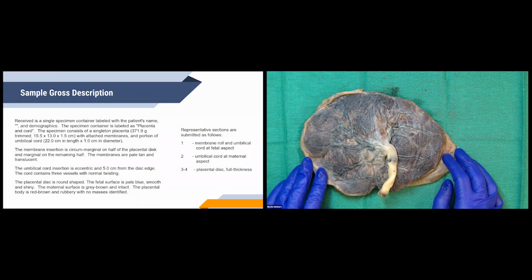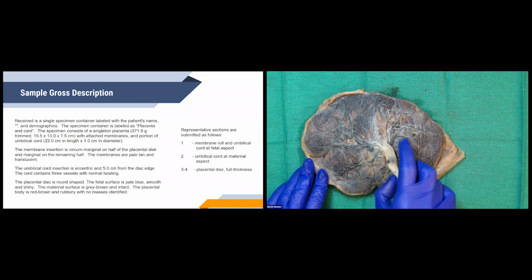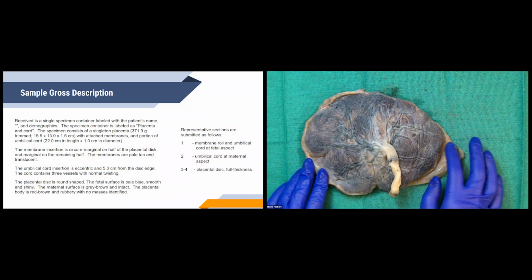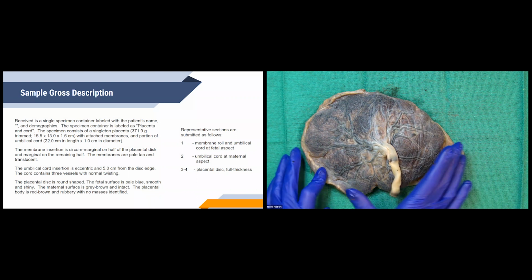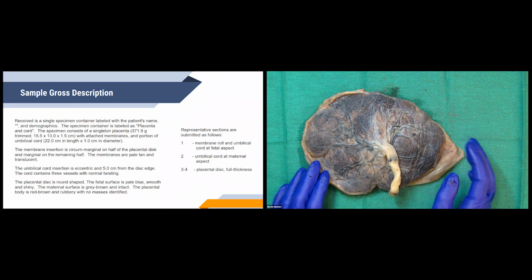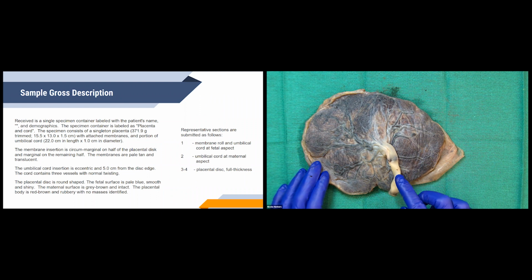So here's a sample gross description of a placenta that I grossed earlier this year. I'd want to say what the specimen consists of, so a singleton placenta. I give the weight and I want to give the weight trimmed, so I'd take off the umbilical cord and the membranes. And then I'd give the disc measurements in 3 dimensions. And then I'd say that there are attached membranes, a portion of the umbilical cord, and I'd give that in length and diameter.